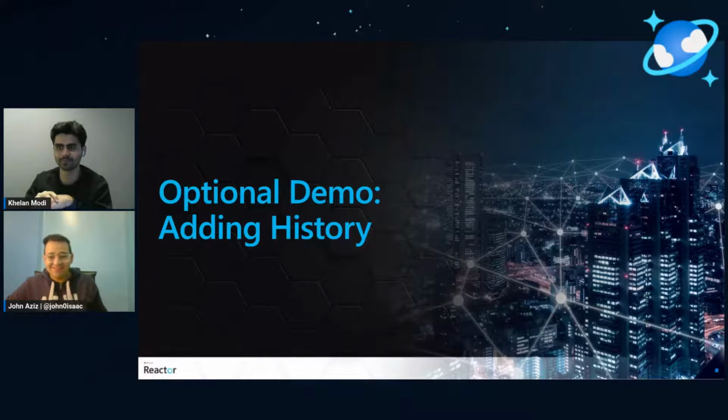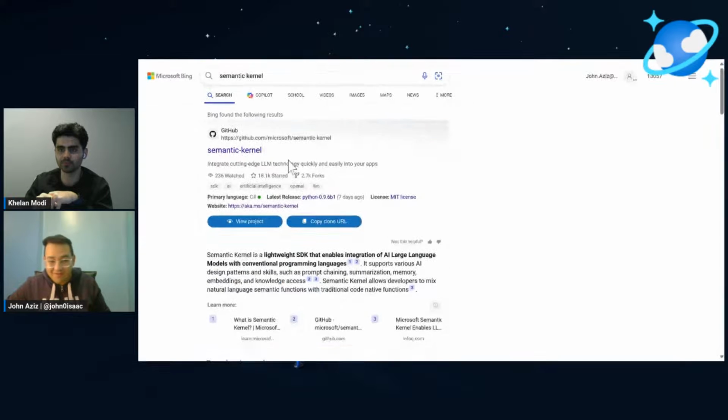Yeah, it is. And now is the last part of the session. The last part is adding the chat history. This is a 5-minute thingy. So sorry for delaying you a little bit, but let's get to it and see how we can do it. So the first step is that you need to search for the Semantic Kernel GitHub repo.